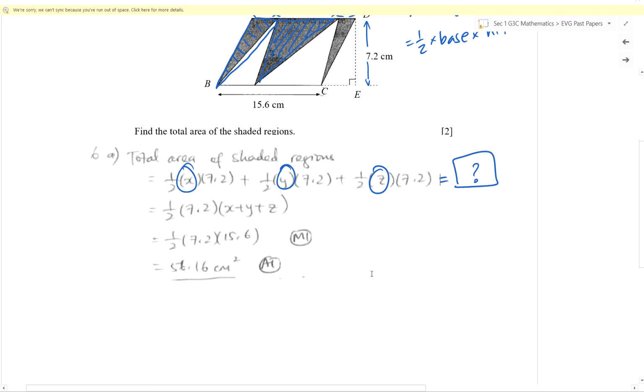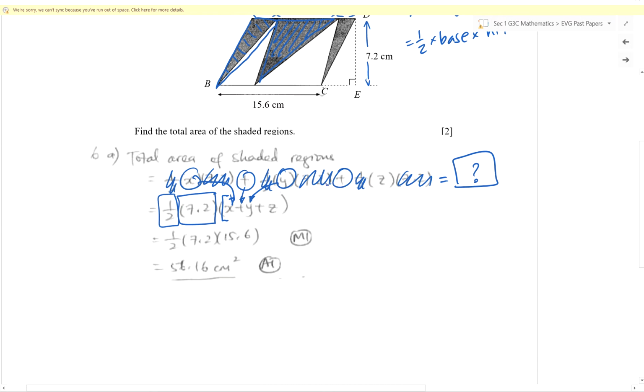So if we examine closely this expression that we have, we see that there are common factors. The common factor is half. It exists in all 3 terms. Another common factor will be 7.2, because these are the common heights. So when you factorize out half, and we factorize out 7.2, then you open the bracket, we're left with x plus y plus z, and close bracket. So now our original expression for the 3 different triangles is factorized to become half times 7.2, which we can work out really easily, multiplied by x plus y plus z.